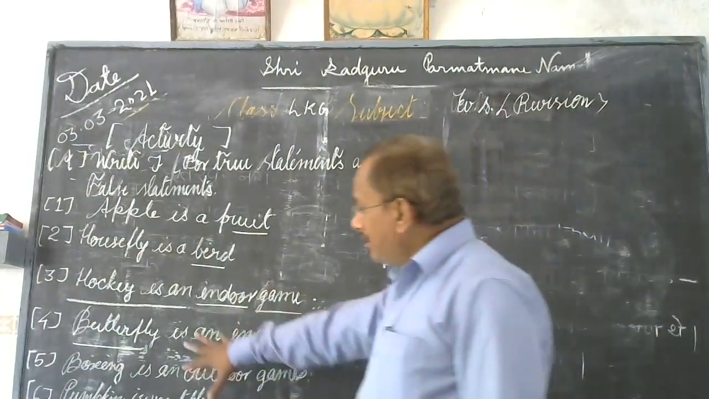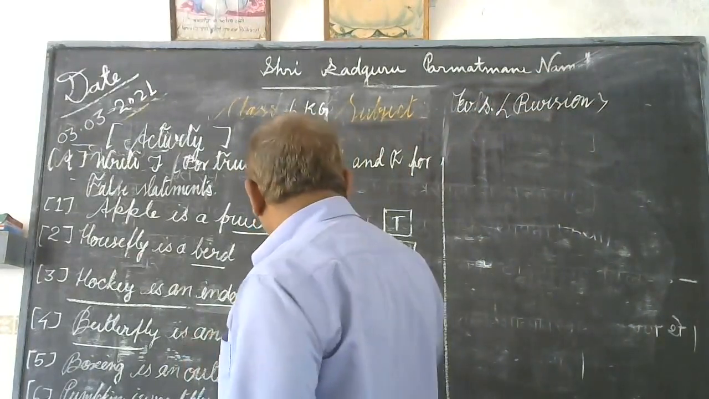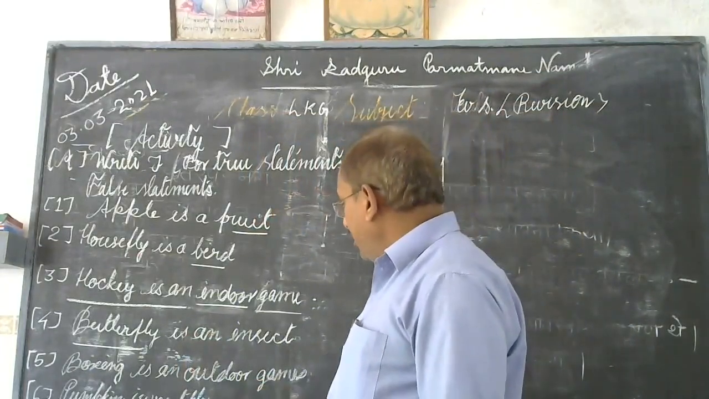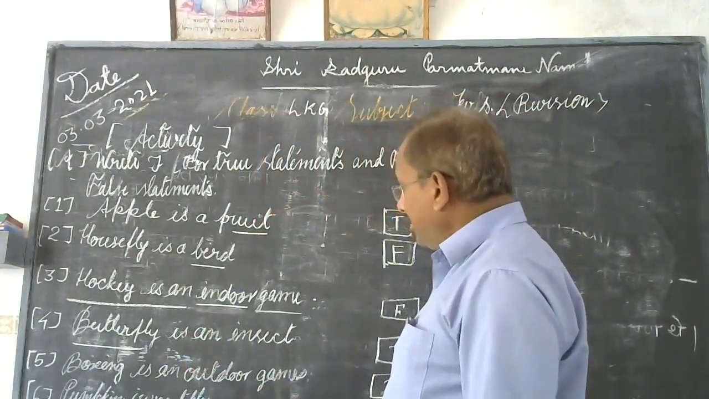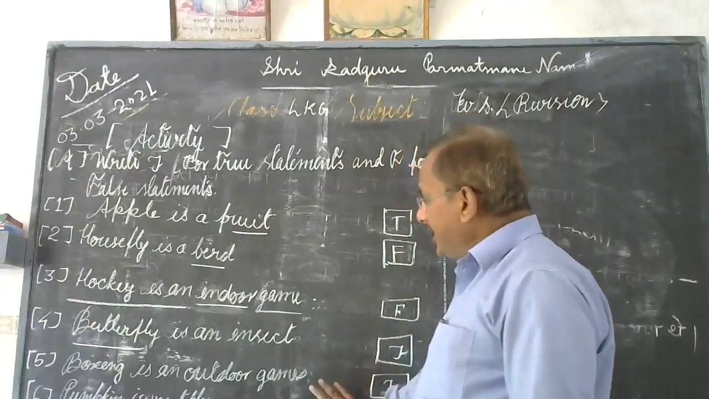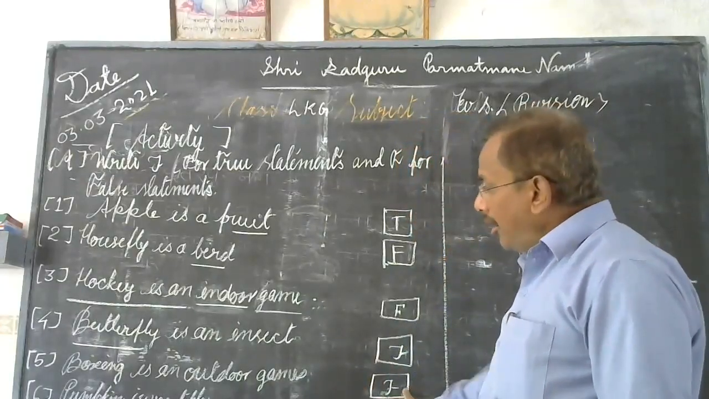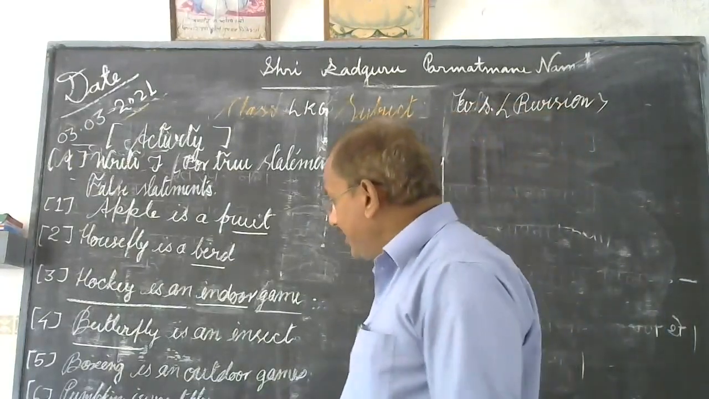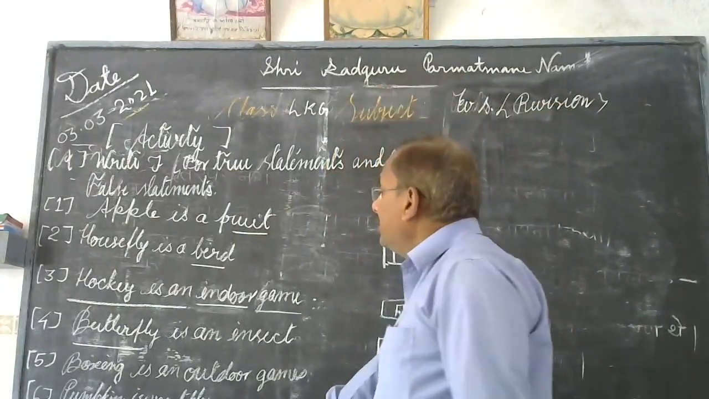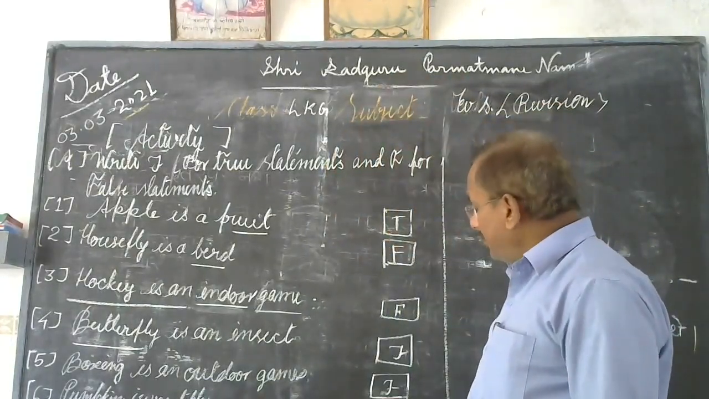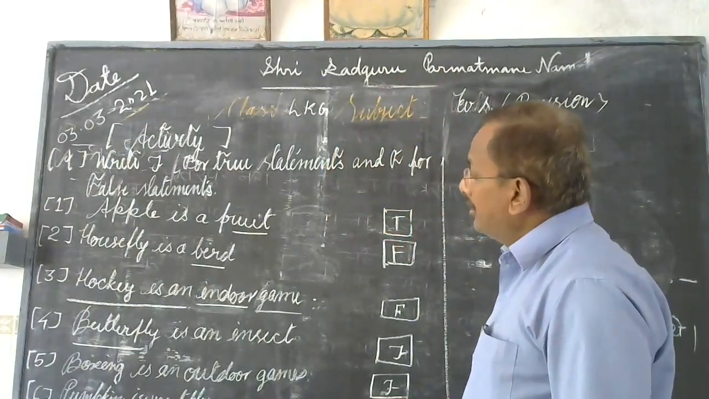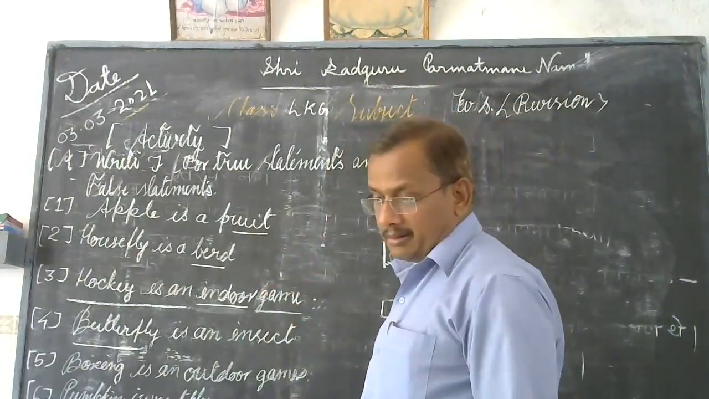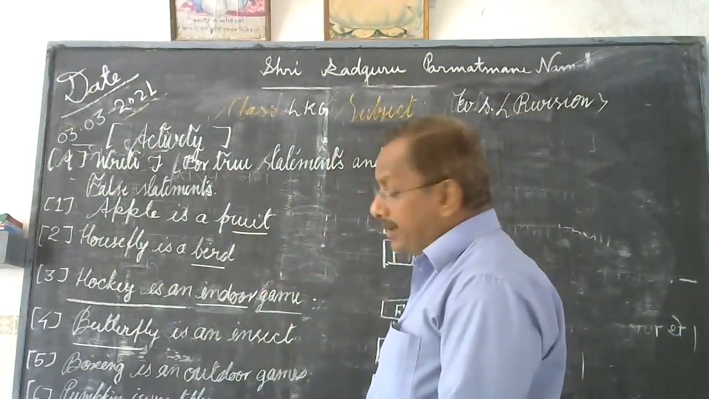Okay. Next, four: Butterfly is an insect. We will put T here. Next, five: Boxing is an outdoor game. We have read it already in outdoor games. We will put T here. Next: Pumpkin is also a vegetable. It is also in the vegetable part. So this is true also. These sentences are covered in your lesson.